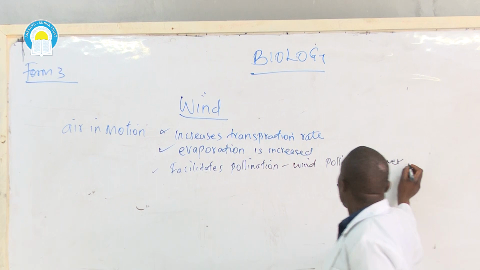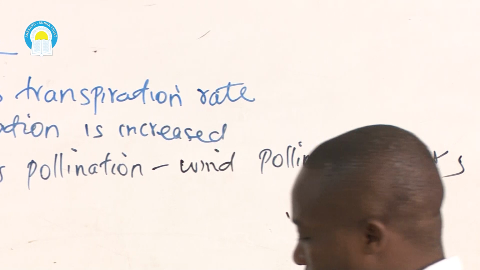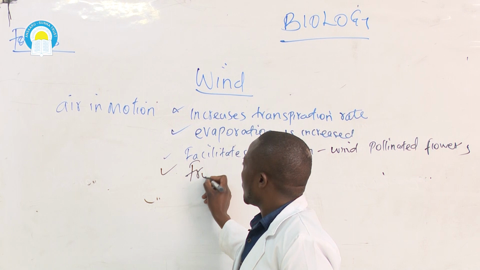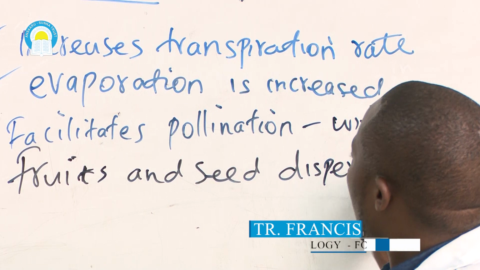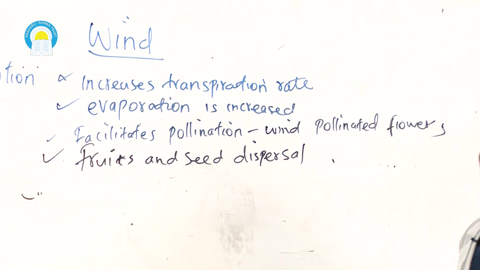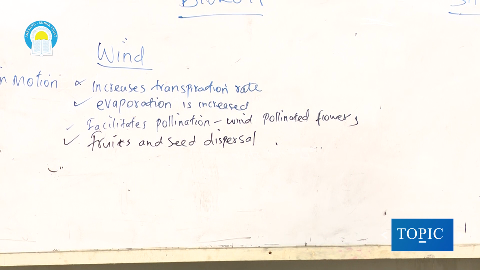Wind also leads to fruit and seed dispersal. Wind facilitates fruit and seed dispersal. Dispersal means the spreading away of the fruits and the seeds. And we know this is an advantage because it reduces overcrowding.